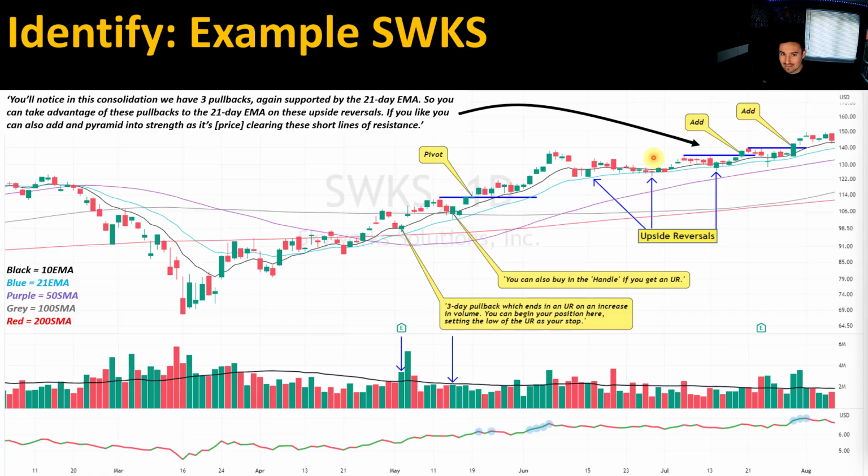Look at this little hammer candlestick. Look at this little shakeout demand tail. And what do you notice about the volume? There isn't much volume. What does that tell you about supply? There isn't much supply. And then you get another upside reversal.